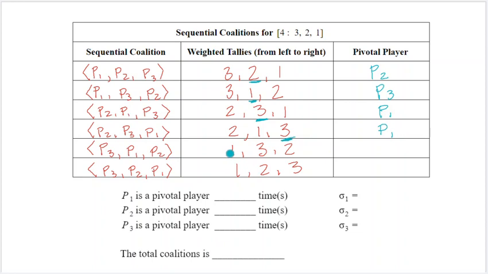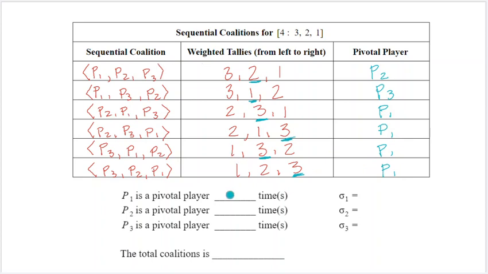Is 1 vote enough to win? No. Is 3 votes, adding in 3 votes to get to 4 votes, enough to win? Yes. So player 1 is our pivotal player. And lastly, is 1 vote enough to win? No. So let's add in 2 more votes. Is that enough to win? That's 3 total. No. Add in 3 more votes, we're up to 6. That is good enough. So player 1 is our pivotal player.